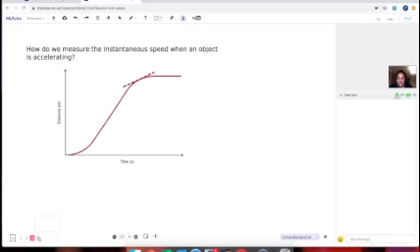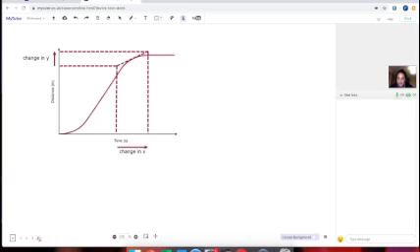Now we find the gradient of a tangent how we normally do, finding a gradient of a straight line, which is the change in y over the change in x. So for the gradient of this tangent, we would do the change in y, which is this distance here to here, over the change in x, which is this distance here to here.